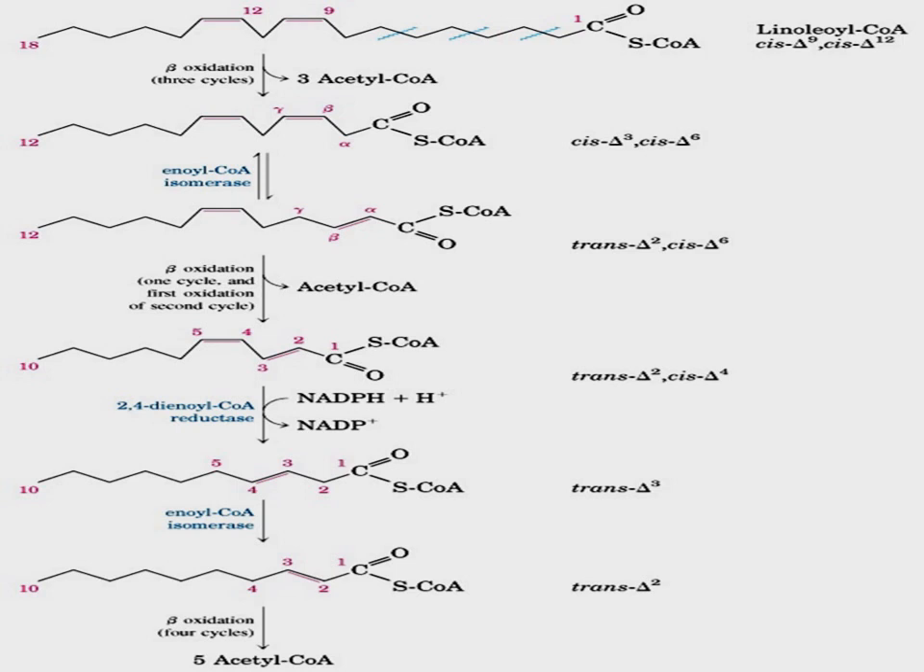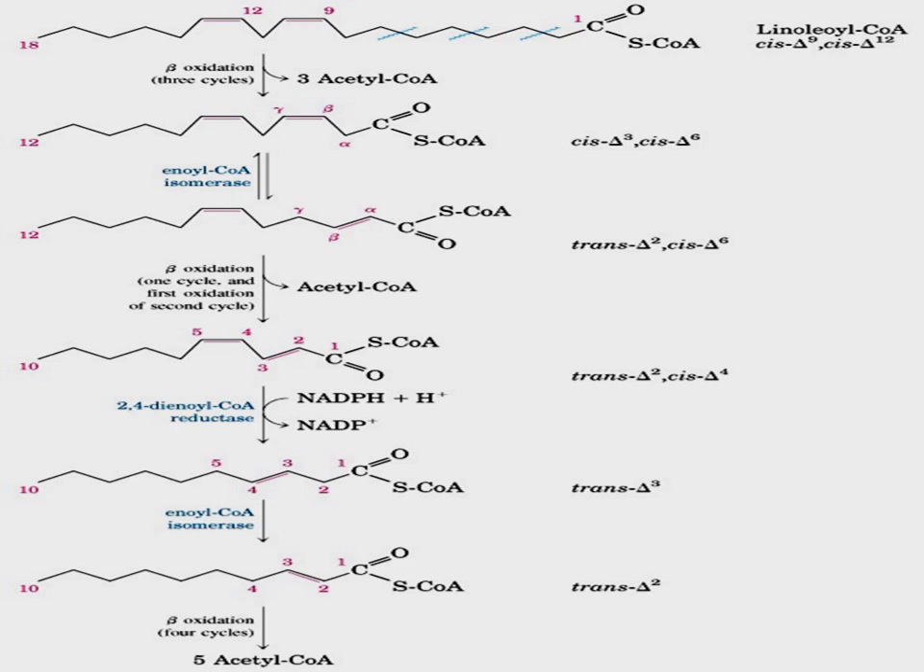After 3 cycles, the product which is formed has 2 double bonds. One double bond is present between the 3rd and 4th carbon atom, and the second double bond is present between the 6th and 7th carbon atom. Both the double bonds are in cis configuration. So this cis double bond has to get converted into trans configuration before entry into beta oxidation, and this is done by the action of the enzyme enoyl coenzyme A isomerase.